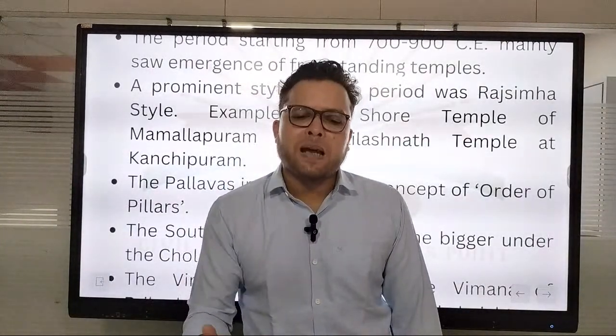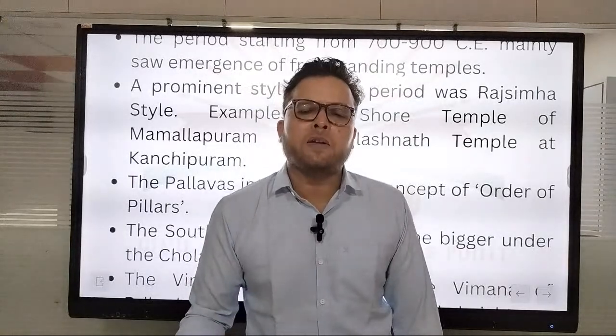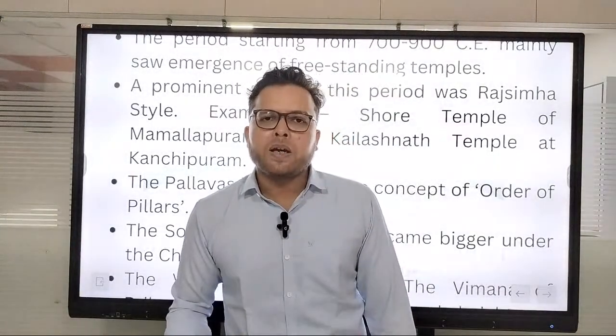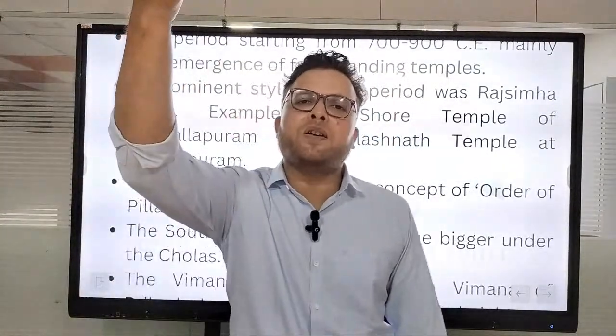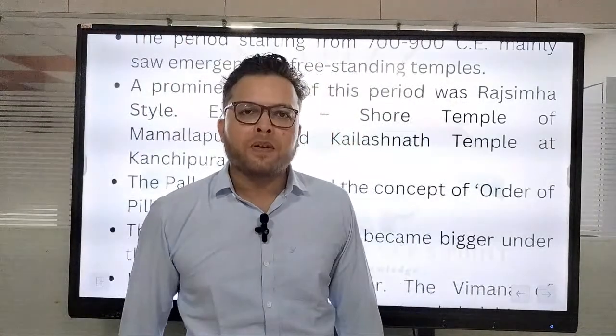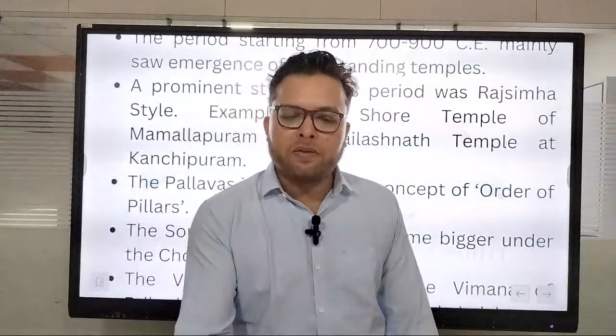Okay, there was a time, for example, Narsingvarman. Narsingvarman had defeated Pulakashin the second also. And we already talked about how powerful Pulakashin the second was. Pulakashin the second had defeated whom? Harshavardhana. Now, Narsingvarman is a Pallava ruler, so they were very powerful.